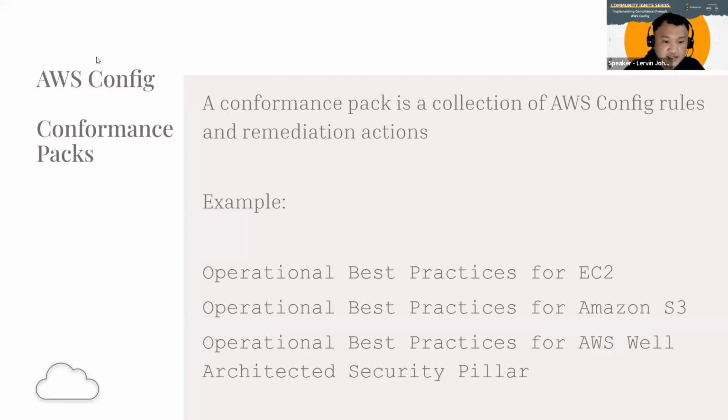Examples of that are operational best practices for EC2, operational best practices for Amazon S3, as well as meron din tayong conformance pack for the Well-Architected security pillar. And again, these are all just examples. Marami pang ibang conformance pack that AWS Config offers.